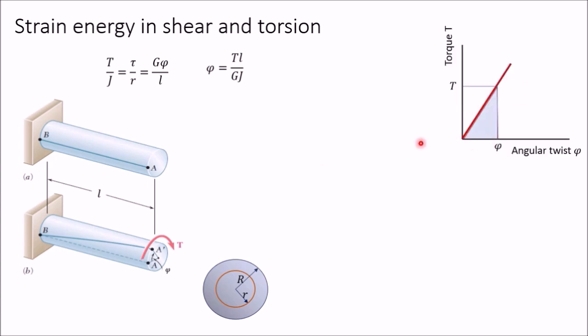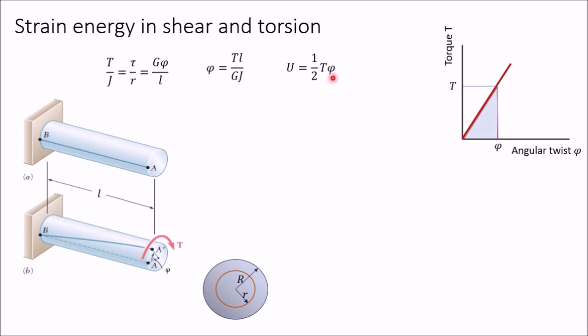Strain energy will be the work done because of this torque, and we know that work done because of torque is torque into angle of twist. So you will get work done, which is equal to strain energy, equal to half T into phi. Again, half we have taken because we assume that this applied torque is gradually increased from 0 to a value of T. So this is the work done.